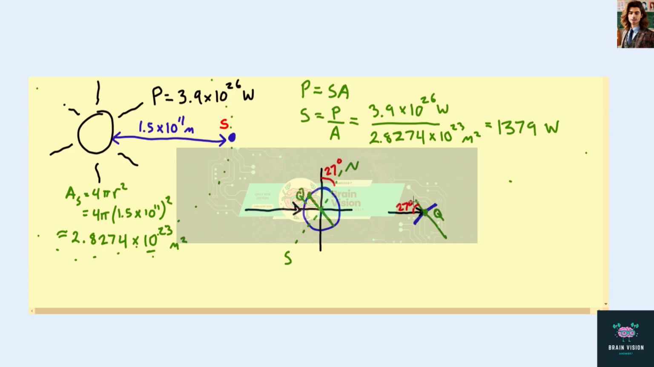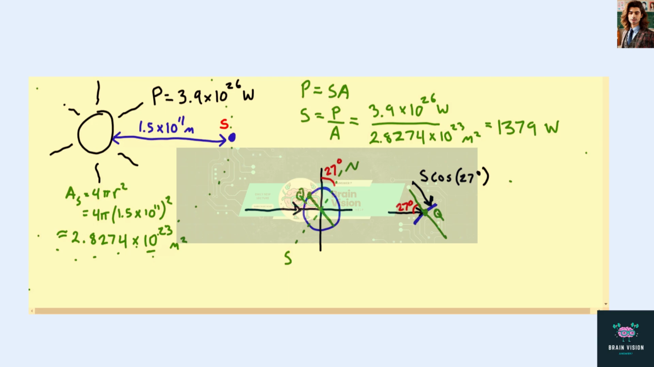So knowing that this is 27 degrees right here, we'll be able to figure out that the intensity of light in this direction, the intensity of the light that's perpendicular to the surface, that's going to be S times cosine of 27 degrees. That's going to tell us how much power is actually spread out across this area by looking at the component of it perpendicular to that surface area.